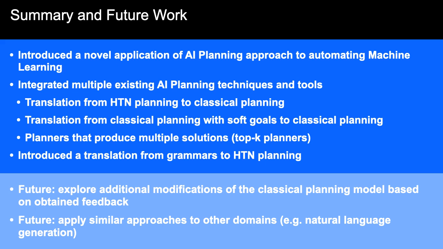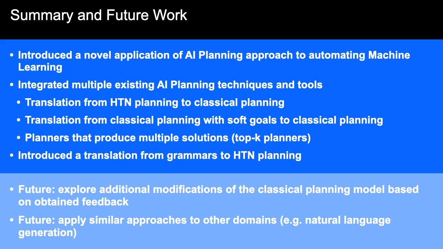We have introduced a novel application of planning to automating machine learning. Our application integrates multiple existing planning techniques, multiple problem transformations, and a solver that produces multiple plans. Further, we introduce a novel translation from grammars to HTN planning. Our application creates a planning model, generates plans, and then iteratively modifies the planning model based on previously produced plans to produce plans that better reflect user preferences.